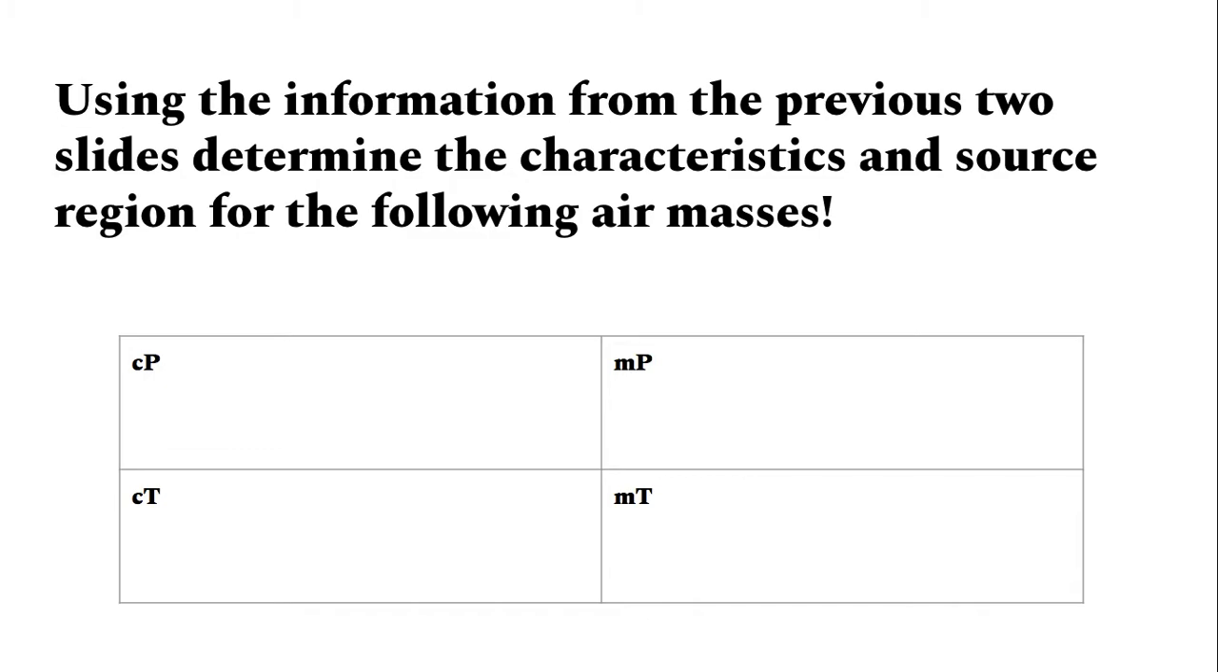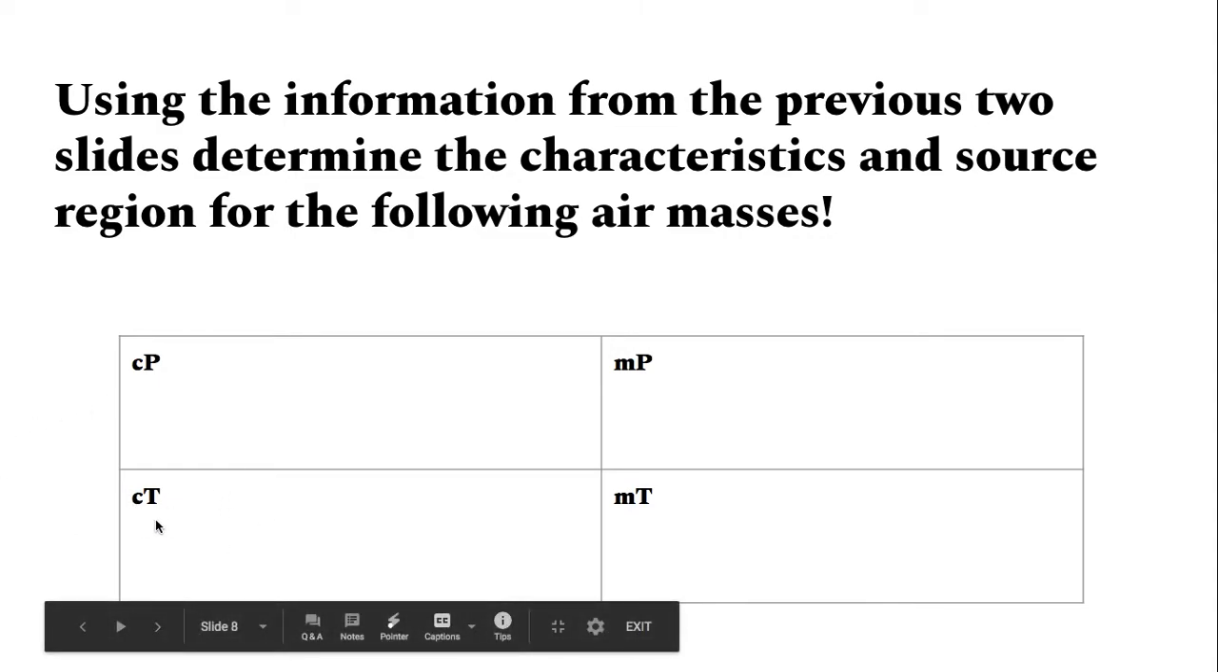All right, let's look at MP. So M stands for maritime, P stands for polar. Maritime means it's wet, and polar means it's cold. A maritime polar air mass is going to form over a cold ocean, like the North Pacific or the North Atlantic.